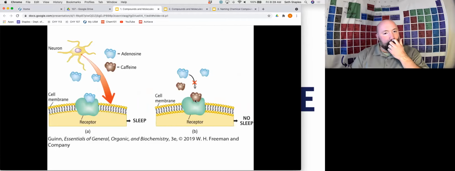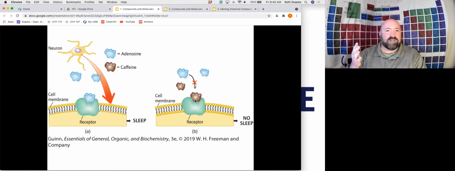Your book gives a really nice example of a type of molecule, something that probably is fairly meaningful to many of you if you're as busy as I am. It talks about how caffeine works. Caffeine is absolutely a molecule. It's made up of more than one type of element.